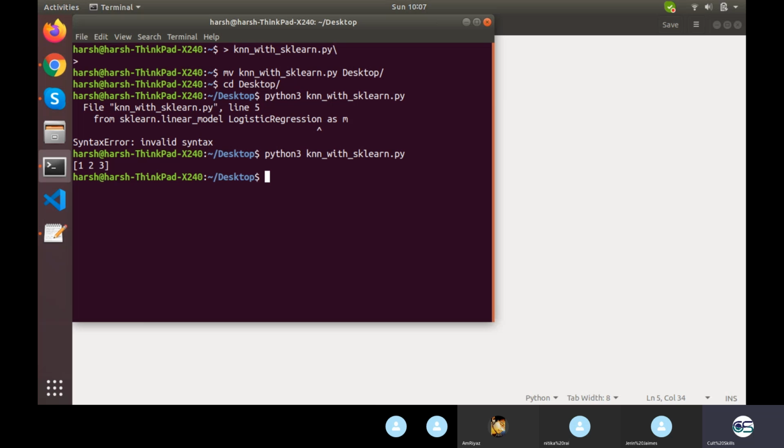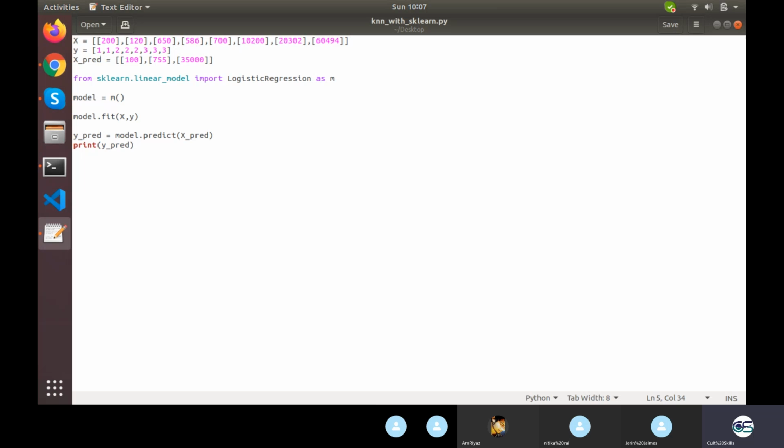Okay, and you can see that the predicted outcome is 1, 2, and 3. This is what we were expecting. If it were 755 and then 100 and then 35,000, it would be different: 2, 1, and 3.